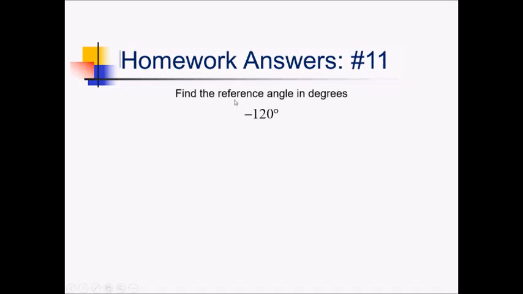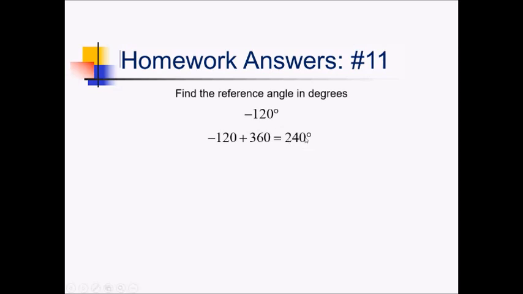For this problem, I want the reference angle for negative 120. Well, it would help if I knew where this actually was on the unit circle. I have no idea where these negative angles are. So let me add 360 to get an angle that's pretty much the same angle, but it's positive. So that would end up being 240. So that's equivalent to negative 120.